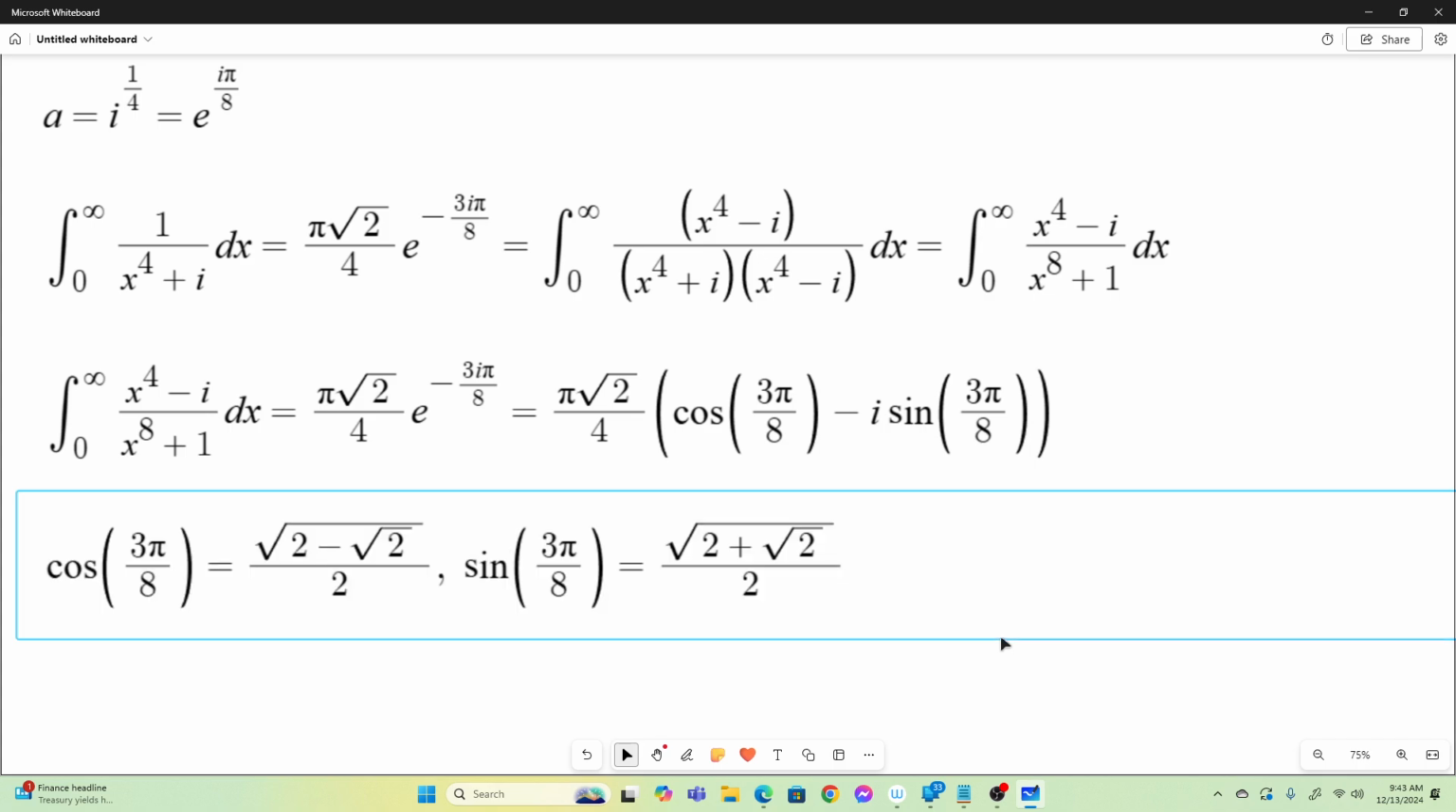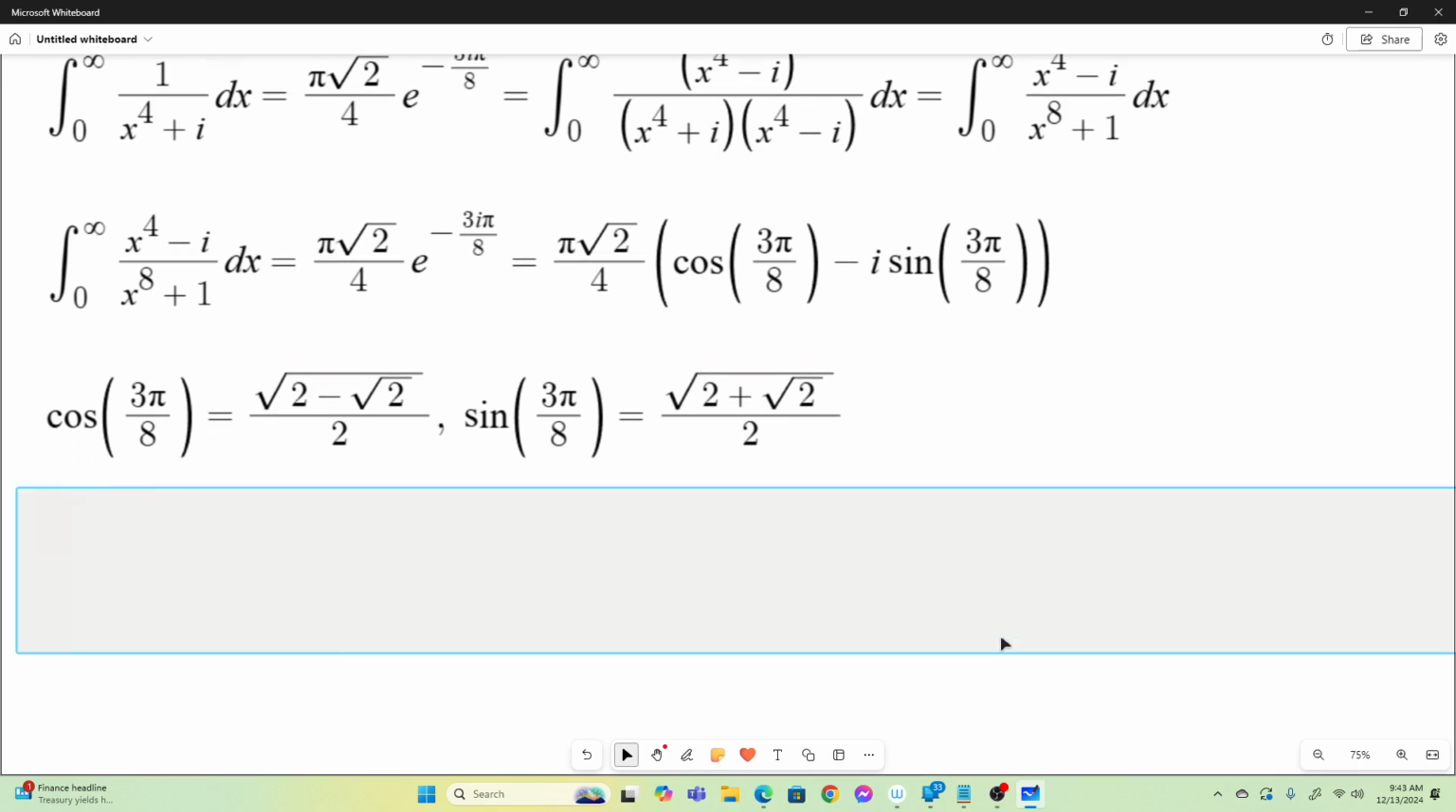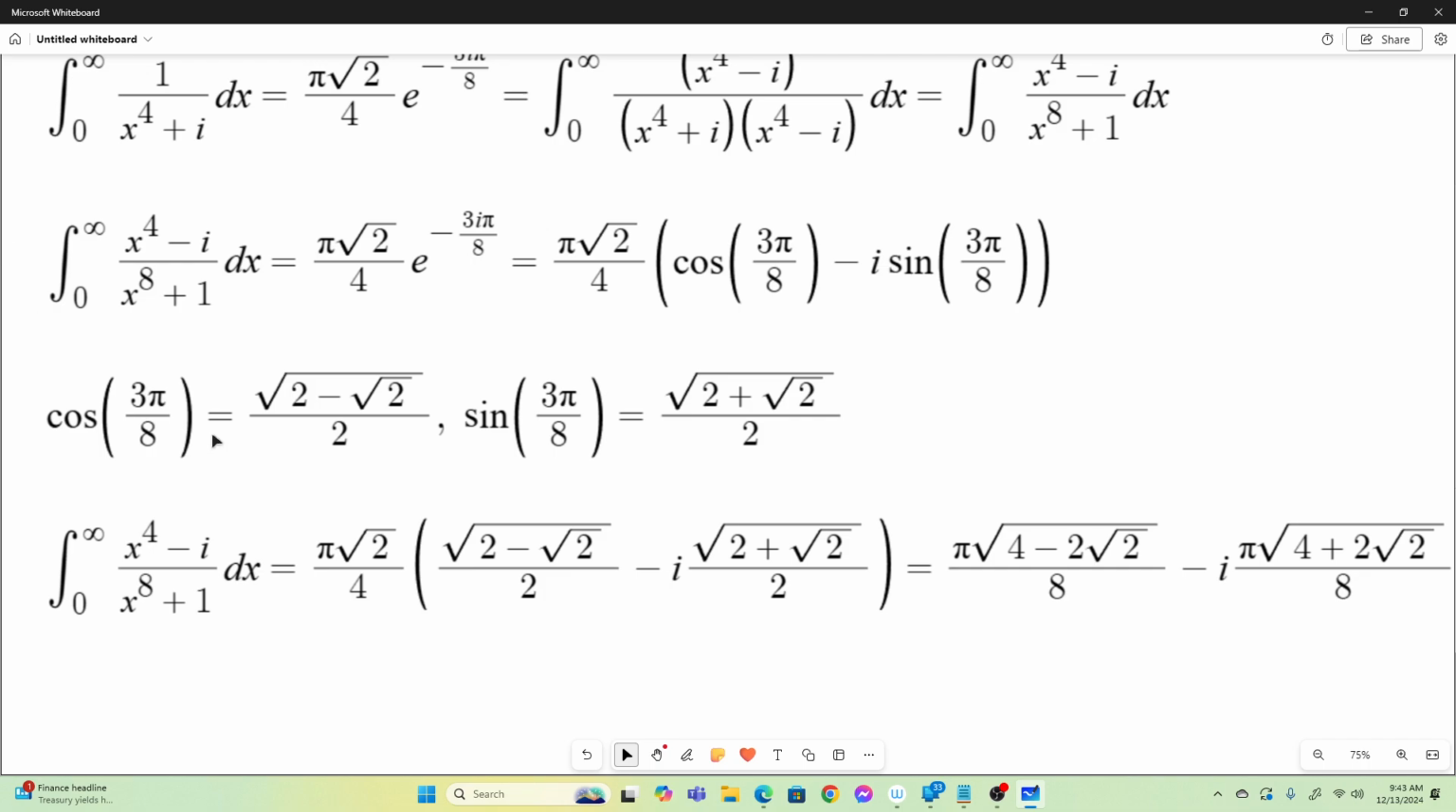Now, cosine of 3 pi over 8 and sine of 3 pi over 8 are not standard trig results, but you can use the half angle identities to derive both of those. And this is what you get. Cosine 3 pi over 8 is the square root of 2 minus square root of 2 all over 2. And sine 3 pi over 8 is equal to the square root of 2 plus square root of 2 over 2. Okay, so plugging that back in, and we get this.